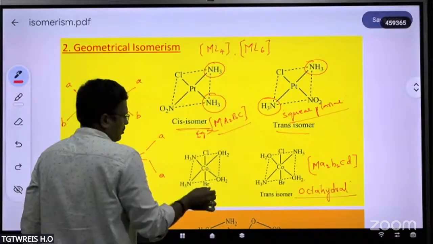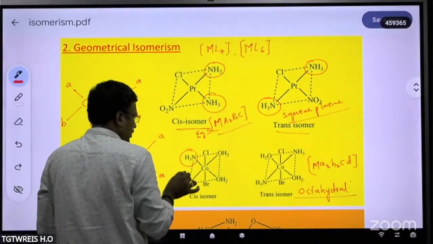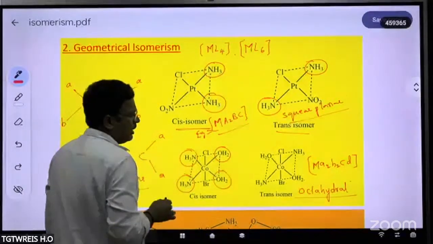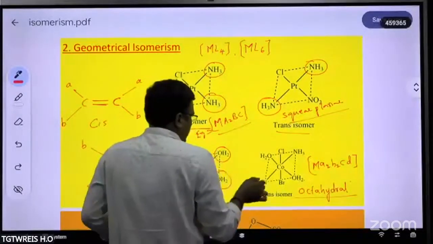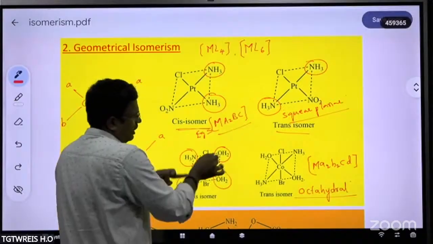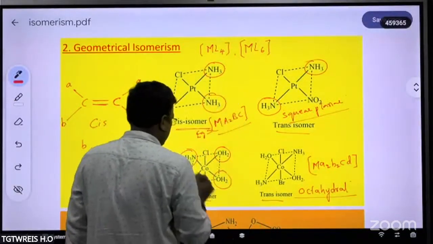So yes, this is also an octahedral complex. Here ammonia, NH3, and aqua, H2O, are there. But here, see, H2O is present quite opposite. Ammonia is present quite opposite, right? So this is called the trans isomer. These are the cis isomers.